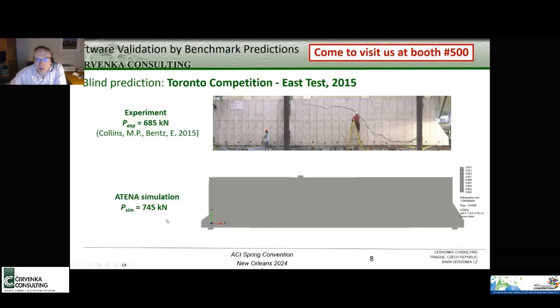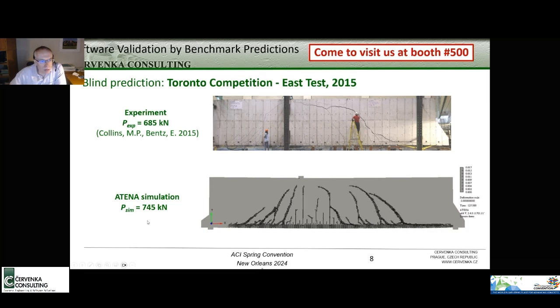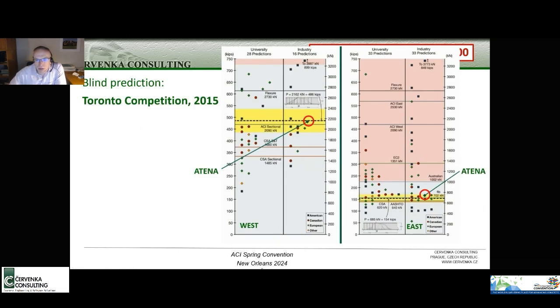Here you can see some results from the analysis with ATENA. So here you see the crack pattern in the experiment. The experimental value was 685 kilonewtons, and at the bottom you see the animation from the results from the numerical analysis, where we predicted a peak load of 745 kilonewtons. So here we see how we compare to other participants, and mainly to the experimental data, the experimental strength of the beam. So here you see this red point shows our results.